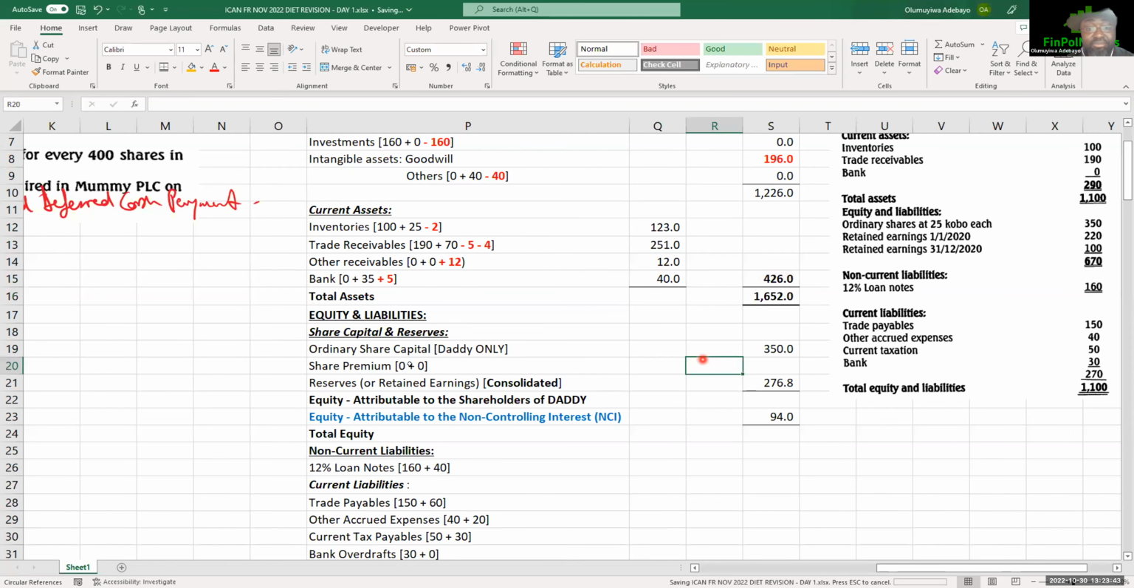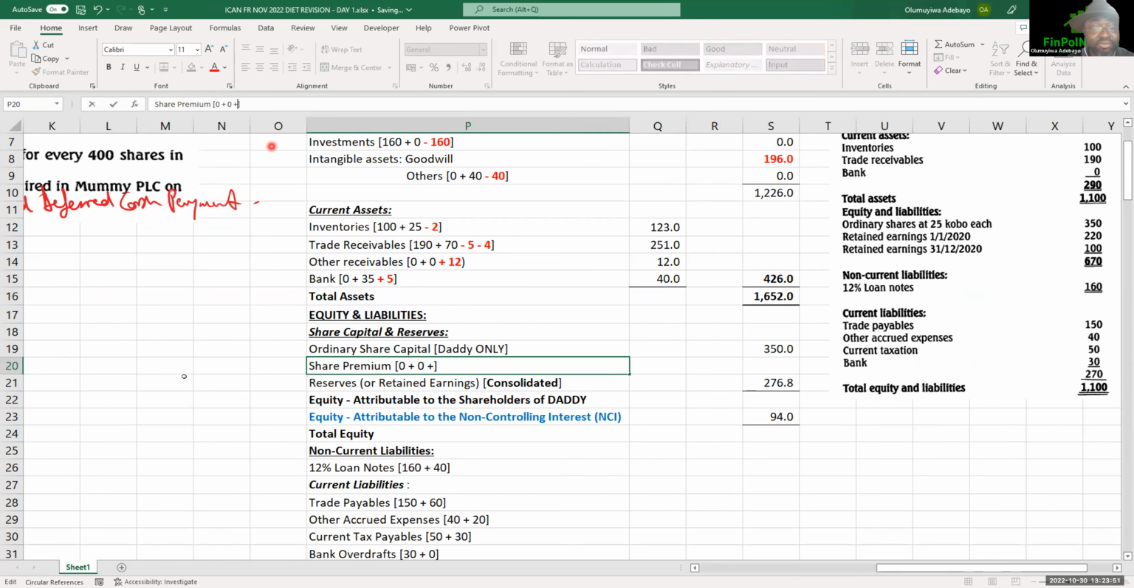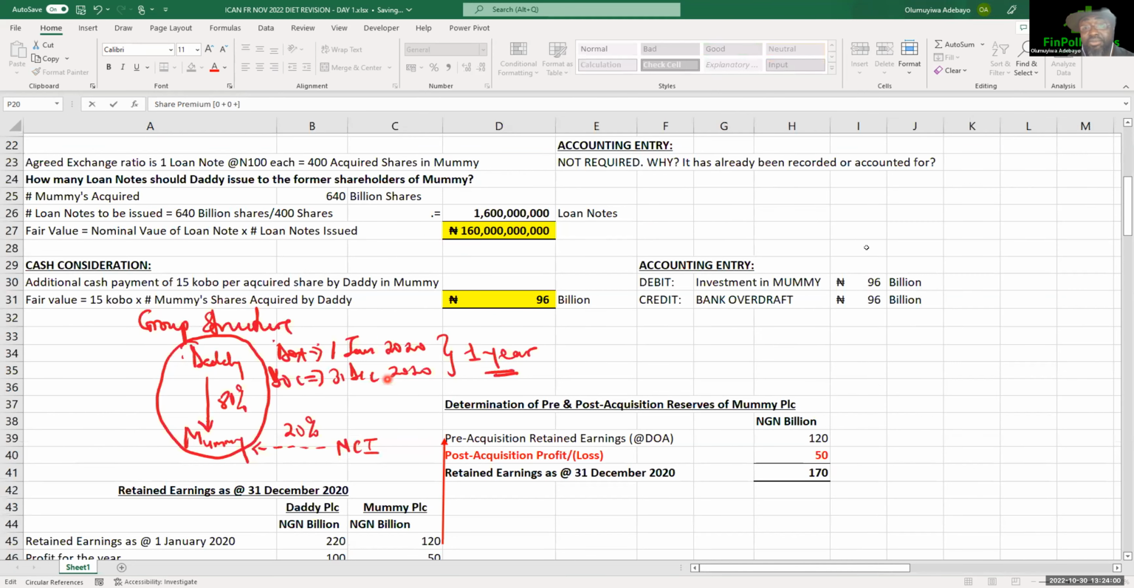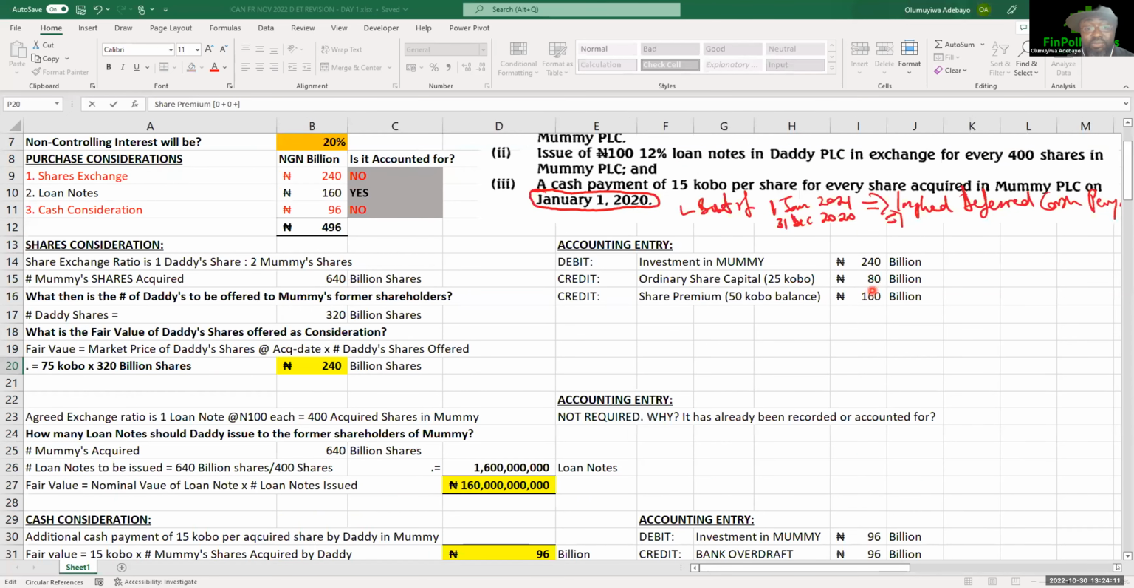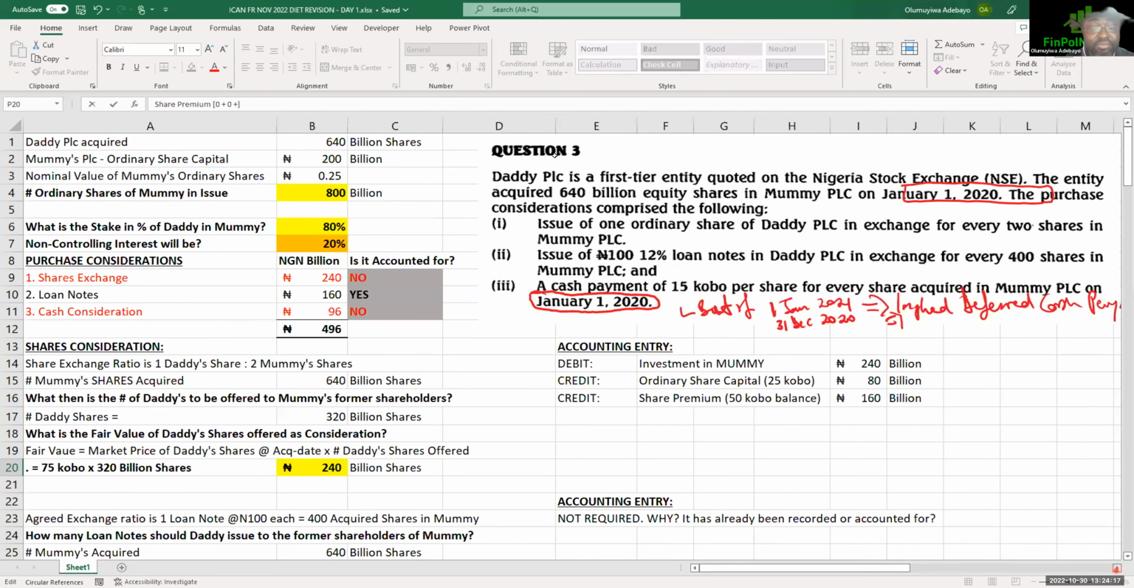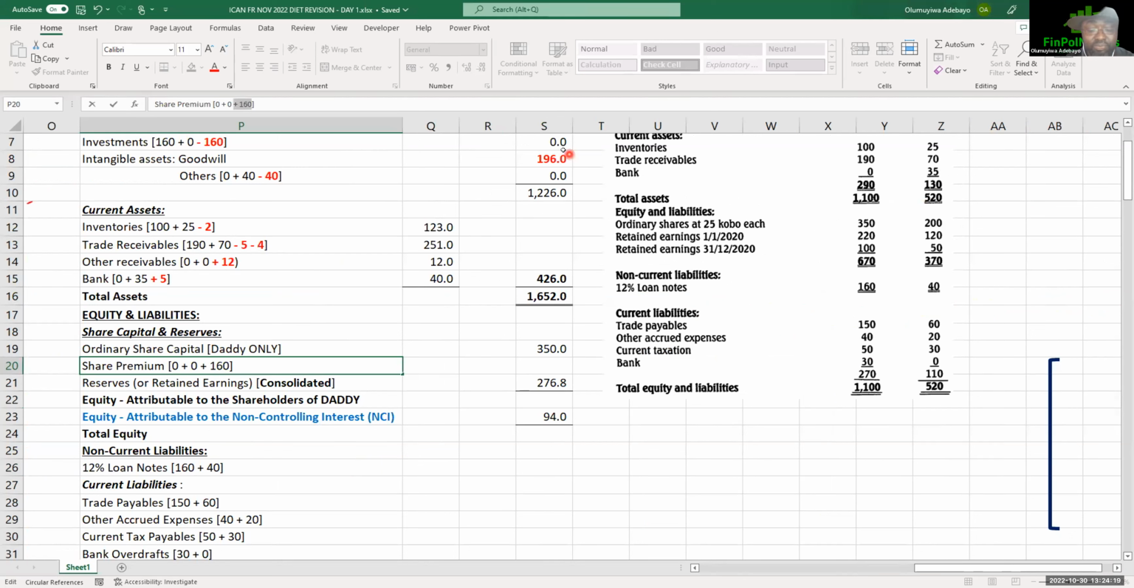Next, share premium. There was a premium that we need to recognize, remember, upon issue of shares. And that was this amount. Where's our account? Can you see it? 160 billion. Okay. And also parents, 80 billion. Therefore, we'll come here. We say we have 160 billion. And we have the parents.